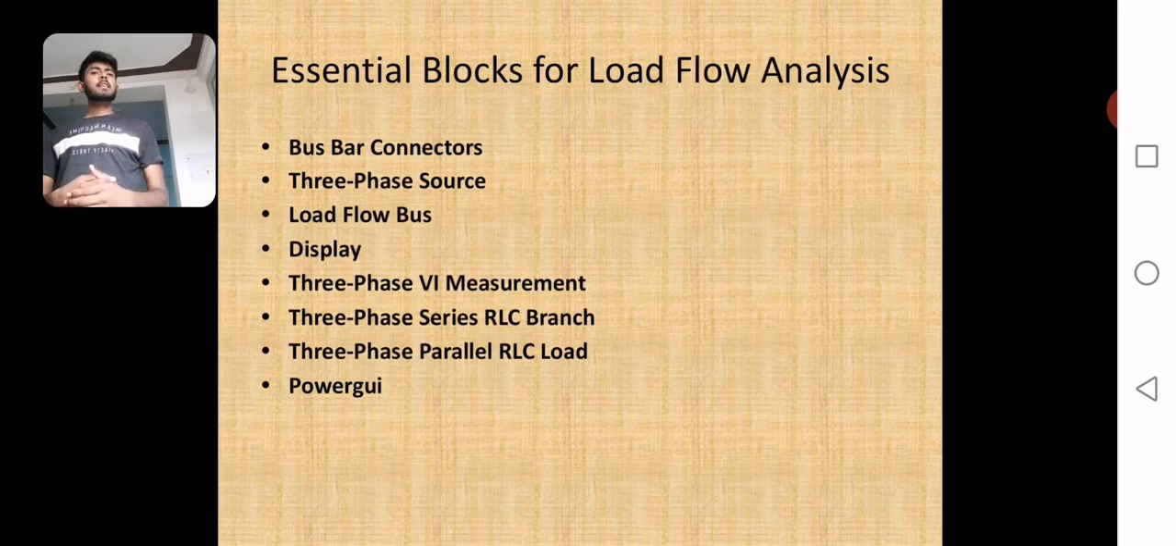The three-phase RLC series block implements three balanced branches, each consisting of R, L and C, which are to be placed between each of the buses as a line parameter. And the next one is the three-phase RLC parallel block. This block is similar to the three-phase RLC series, but this block is used as a load to the line. Now the last one is the power GUI.